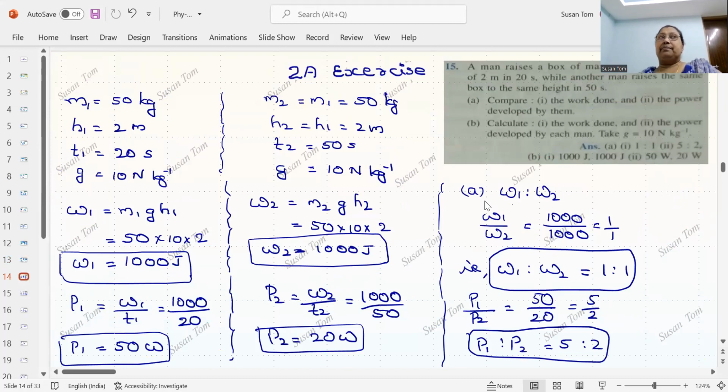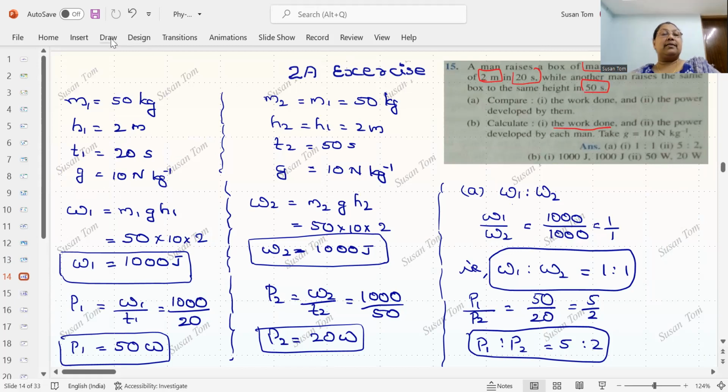Fifteenth question. A man raises a box of mass 50 kg to a height of 2 meters in 20 seconds. While another man raises the same box, means mass is the same, height is the same, but the time is different, 50 seconds. Compare work done and the power developed by them. Calculate the work done, because in this, the work done is to be calculated. In the previous question, it was not asked to calculate, but I calculated, I told you. And the power developed by them.